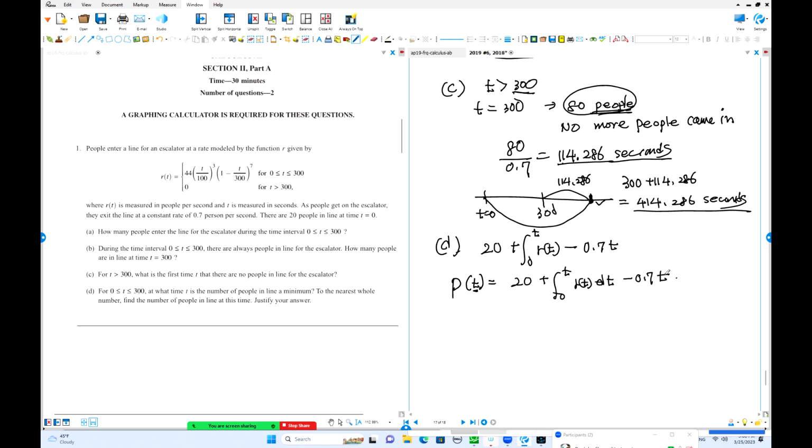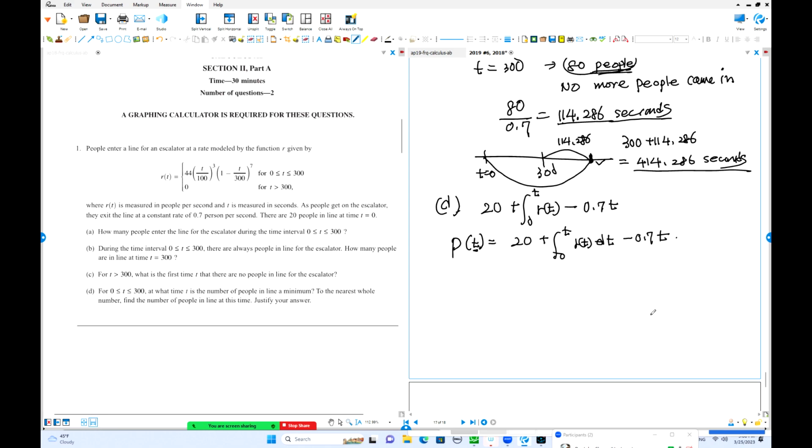All right, now let's find the minimum value, okay? So for an absolute minimum, we always need what? First derivative, okay? First derivative. So take a derivative with respect to time. But to avoid the confusion, we can use K, a different letter, okay?